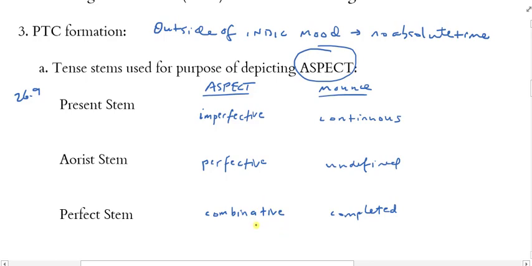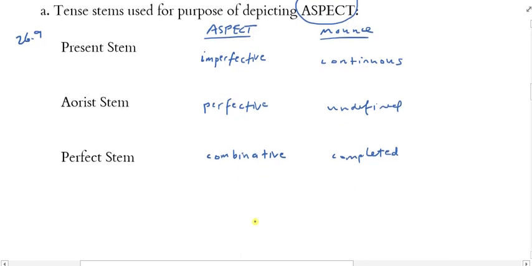In terms of the semantics of these, we've talked about imperfective portraying the action as an unbounded action that unfolds in time. Perfective portrays the action as a bounded whole, a summary, snapshot kind of portrayal without regard to how it unfolds in time. And then combinative, or the perfect stem, was used for action that is completed in a prior time but has ongoing relevance, implications, or results at the time of speaking. Okay, so let's move on here.